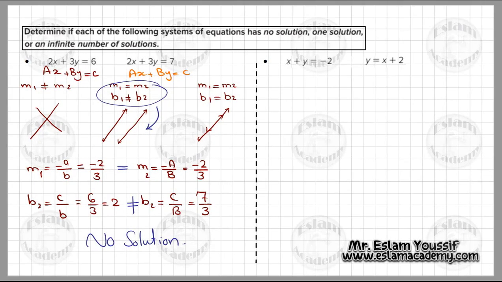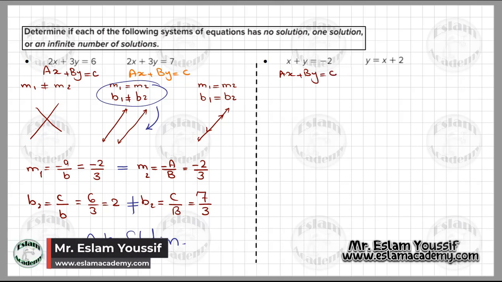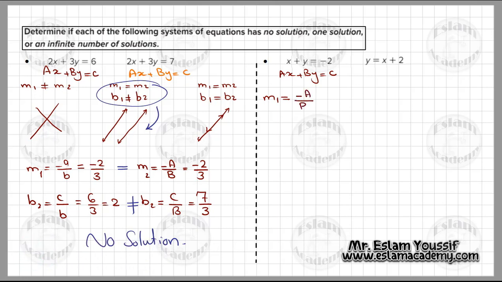In this problem, we need to find the number of solutions without graphing. You will find that the first equation is written in the form ax plus by equals c, which is the standard form. To find the slope, as we said before, it will be equal to negative a over b. A now equals 1 and b equals 1, so it will be negative 1 over 1, which equals negative 1.